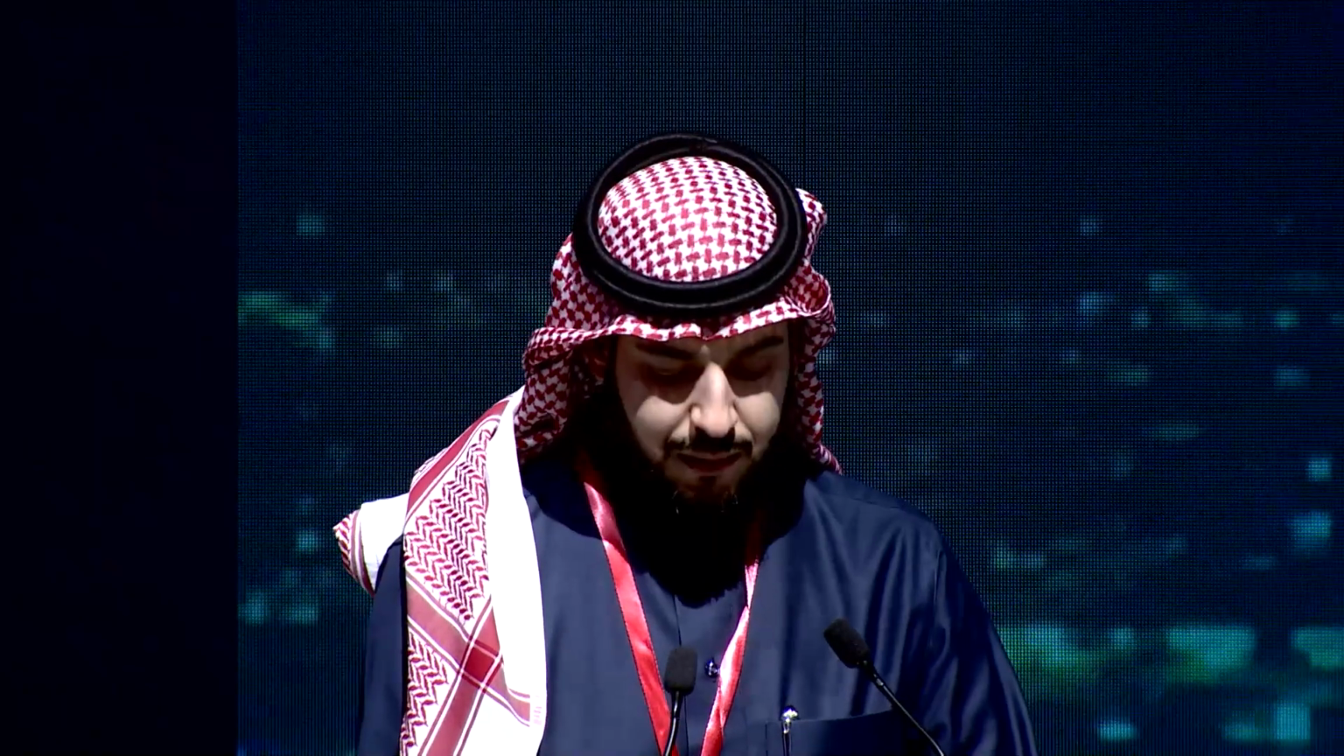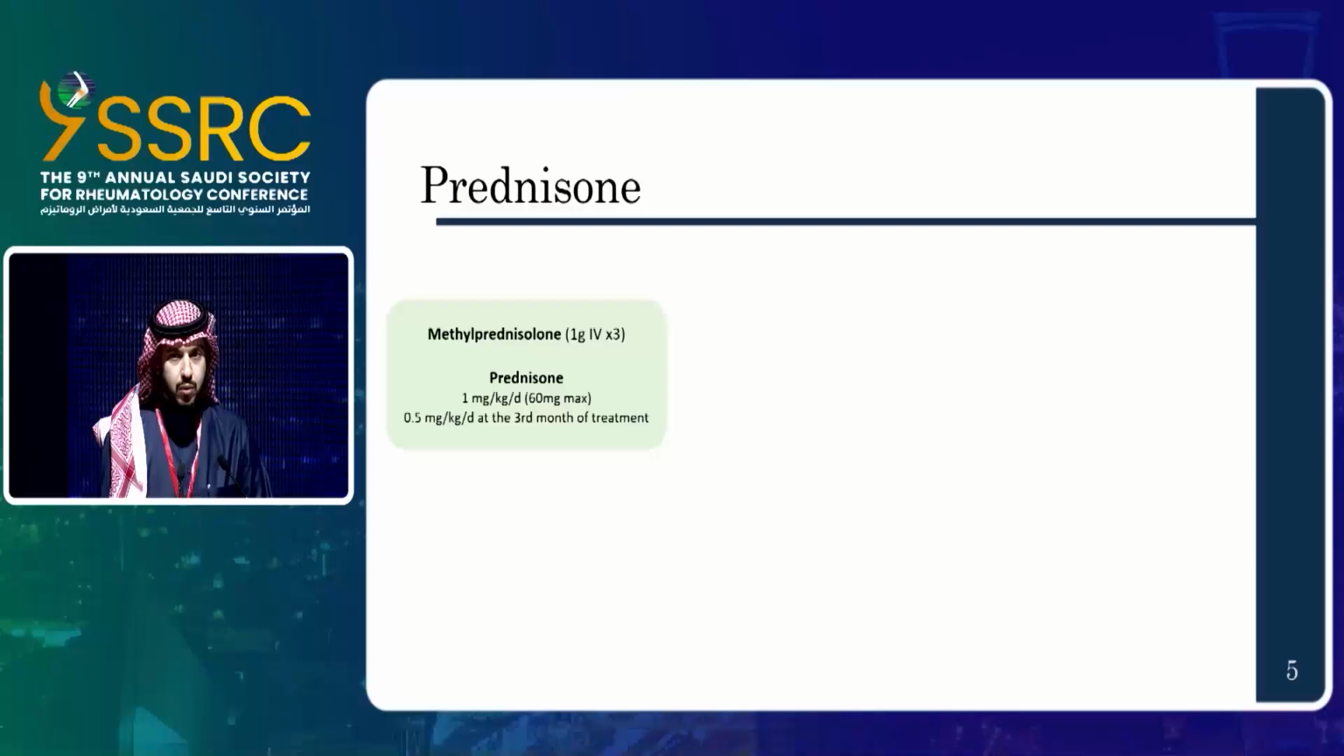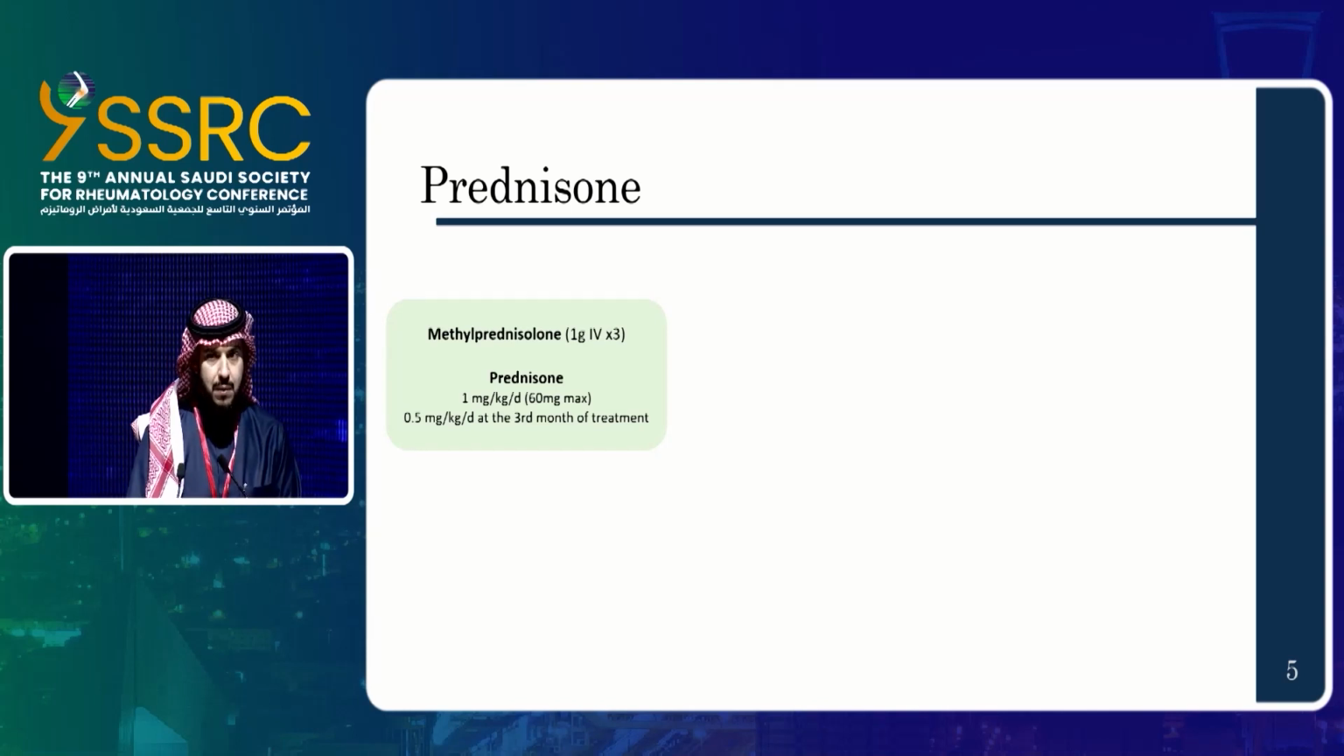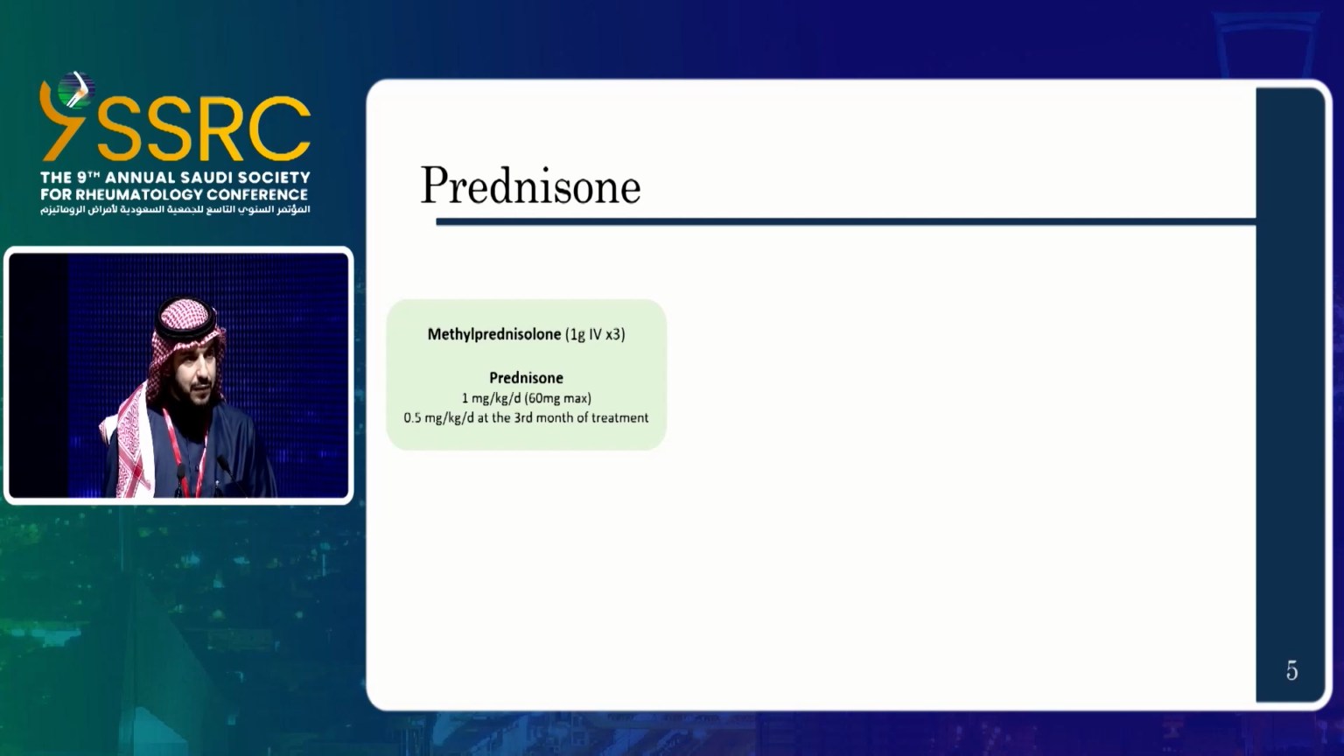So now going to our first question: how much steroid is needed and are there any alternatives in the market? What we are used to is to give, for severe life-threatening disease, 1 gram IV for 3 days, followed by 1 milligram per kg per day, aiming to taper to 0.5 at the 3rd month. A lot of studies have addressed this question.